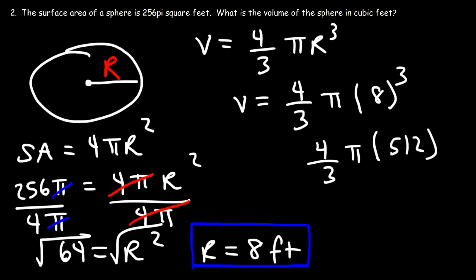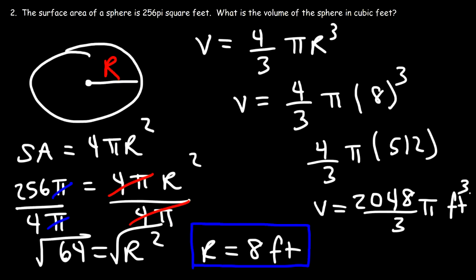So 512 times 4 divided by 3. So that's 2048/3 times pi. So this is our answer in cubic feet. That's the exact answer, 2048 pi/3. Now to get the decimal value, let's multiply pi, which is 3.14159, times 2048 divided by 3.